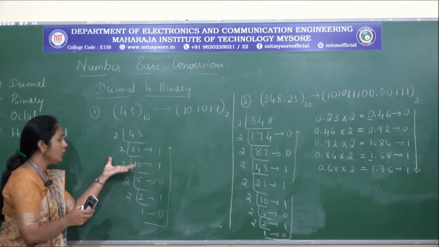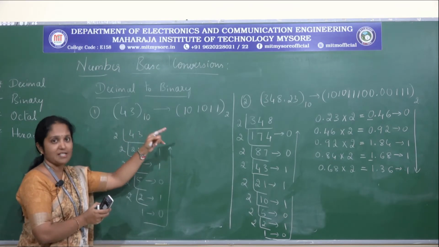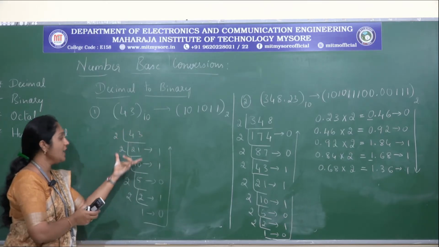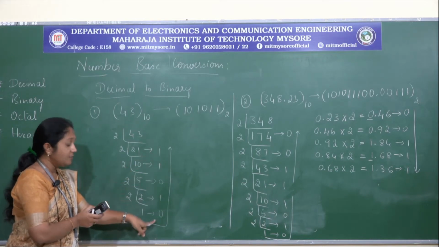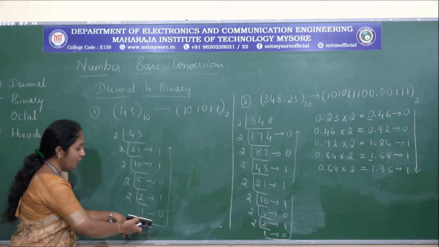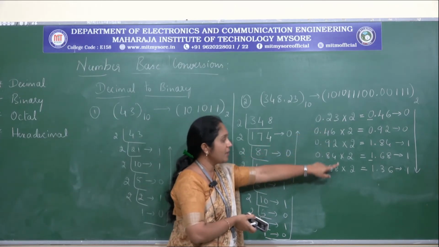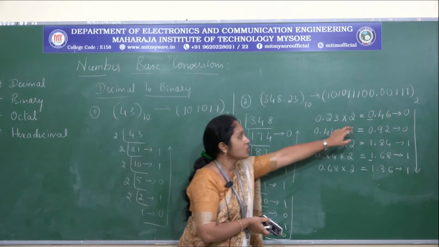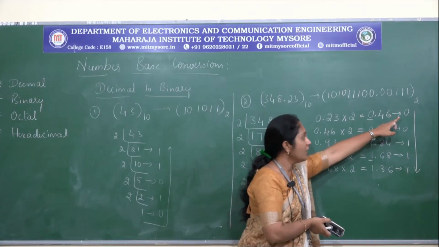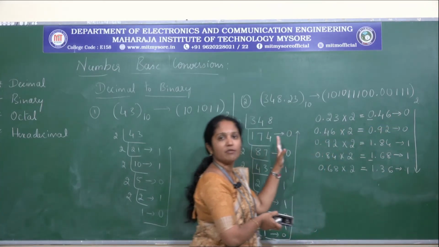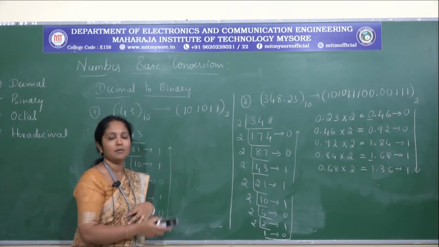So remember, you need to successively divide by 2 the digits whatever we have before the decimal point, record the remainders, and read from bottom to top. And in case of the fractional part, you need to multiply by 2 and note down the digit we are going to get before the decimal point, and we need to read from top to bottom. So this is the procedure for converting a given decimal number to binary.